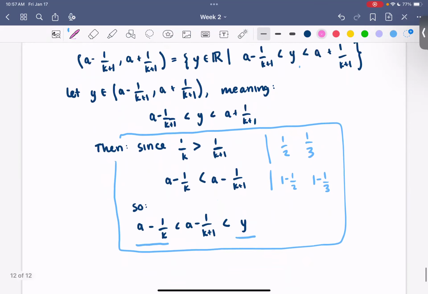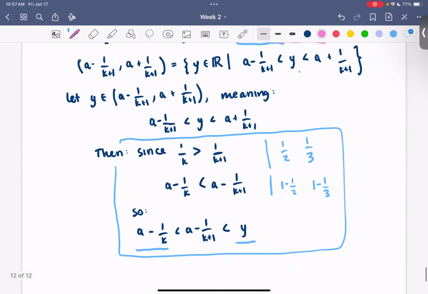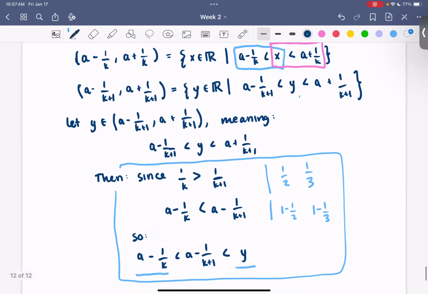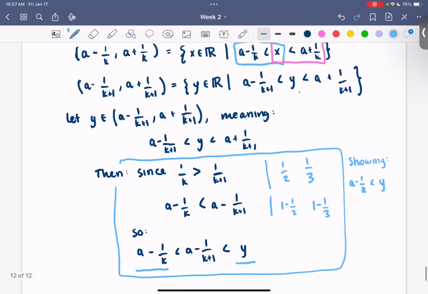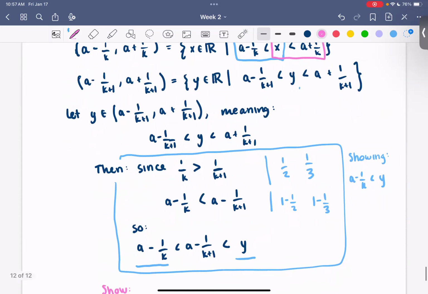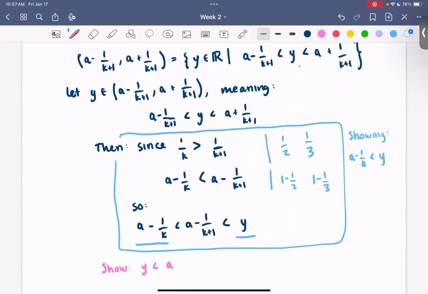Okay. So why is this one true? Okay, so part 2. So this was all, let me just label this so it's a little bit clearer. So this is showing a minus 1 over k is less than y. Okay, so now we want to show that, part 2, we're going to show that y is less than a plus 1 over k.